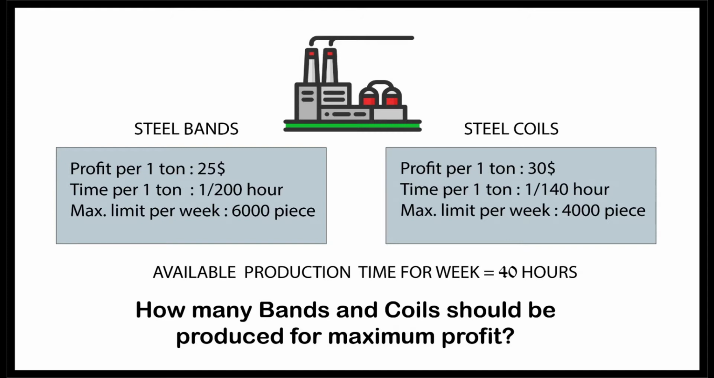And our second product is steel coils. And profit per 1 ton of steel coils is $30. And time to produce 1 ton of steel coils is 1 divided by 140 hours. And the maximum amount of steel coils we can produce per week is limited to 4,000 pieces. In addition to this, in our factory, our available production time per week is 40 hours. The question we are trying to answer is how many bands and coils should be produced for achieving maximum profit.